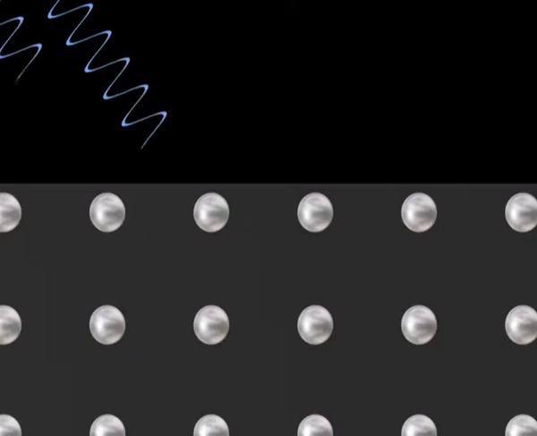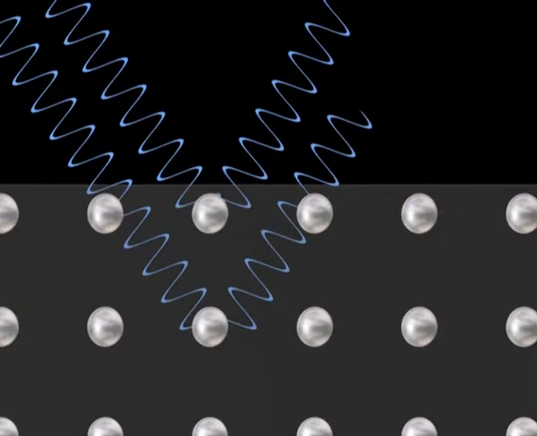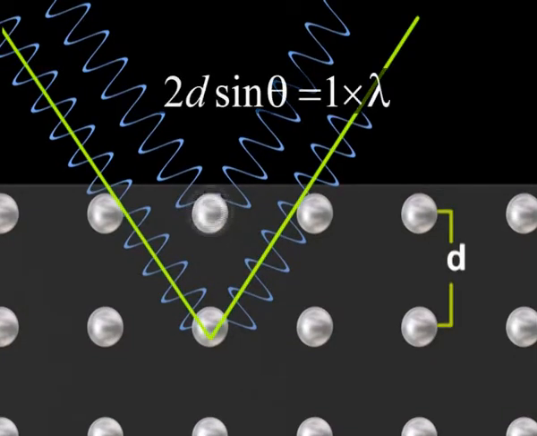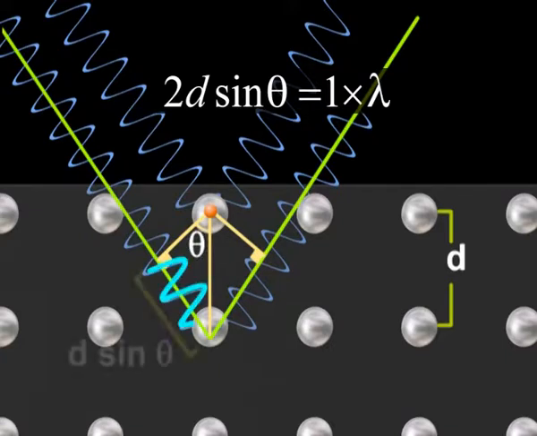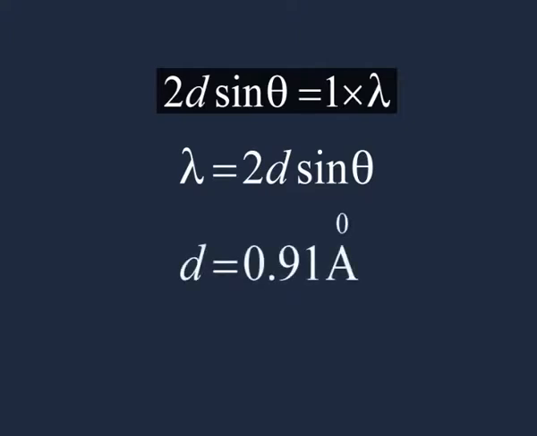As according to Bragg's law, for first order, diffraction is maximum where n is equal to 1. We have 2d sin theta is equal to 1 into lambda. On simplification, we get lambda is equal to 2d sin theta. Since for nickel crystal, the distance between atomic planes is d is equal to 0.91 angstrom.